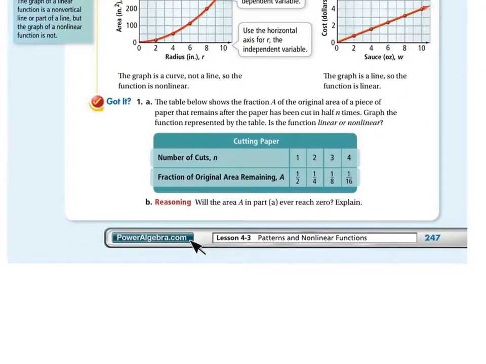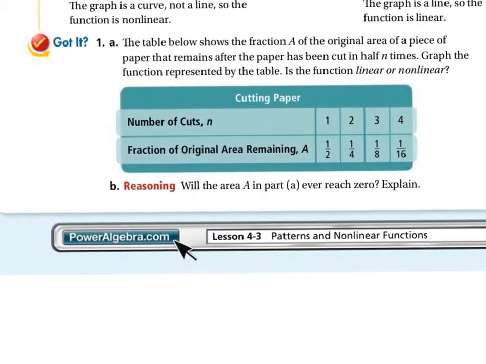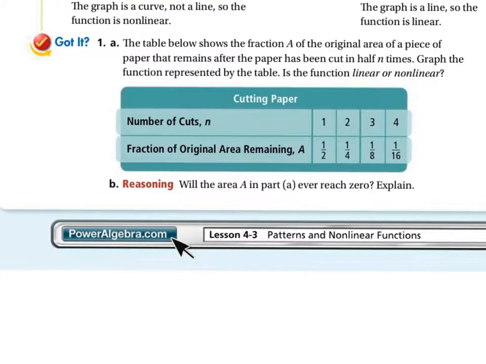So if we look at the got it at the bottom of the page, the table below shows the fraction A of the original area of a piece of paper that remains after the paper has been cut in half n times. Graph the function represented by the table. Is the function linear or nonlinear? So after 1 cut, we have 1/2 of the paper remaining. After 2 cuts, we have 1/4. After 3, we have 1/8. After 4, we have 1/16.